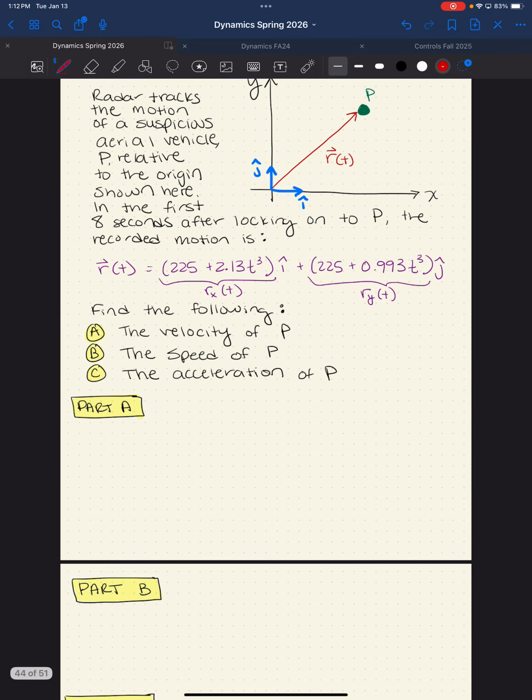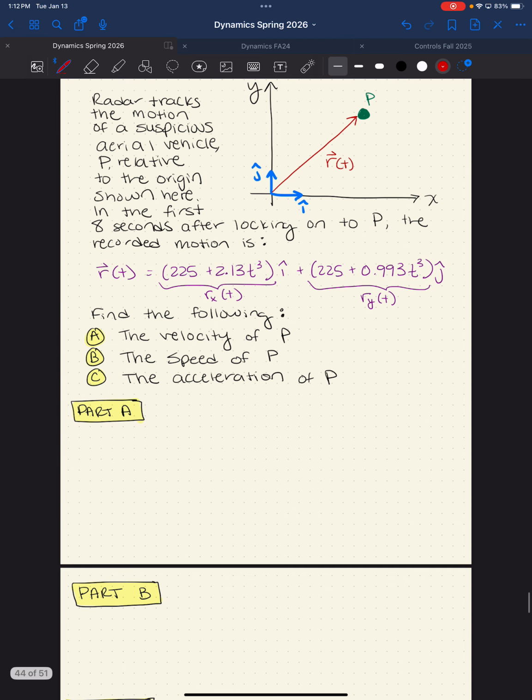Okay, so like I said, the mechanics of this are going to be exactly the same as for 1D, but now I just need to keep track of 2 components at the same time. Let's go ahead and do part A, or velocity, together. What is the expression that I know for velocity? How is it related to what I've been given? It's the time derivative of the position, yeah. So velocity vector equals the time derivative of the position vector.